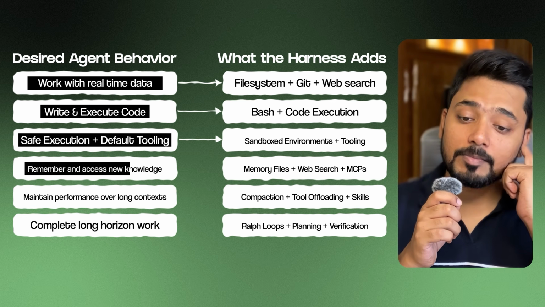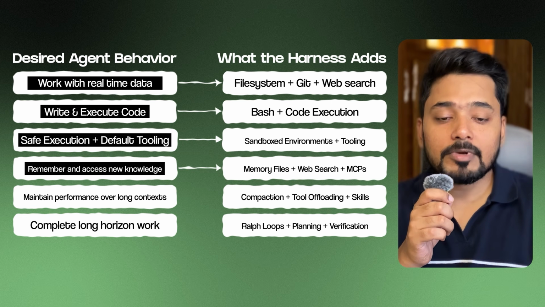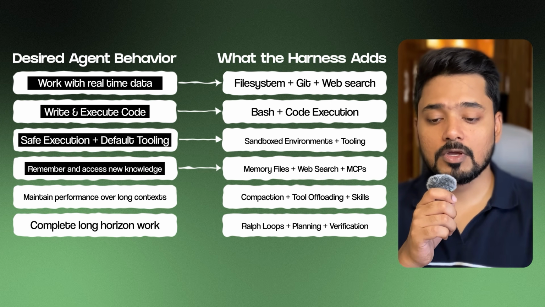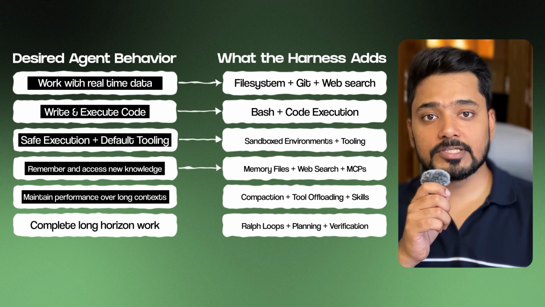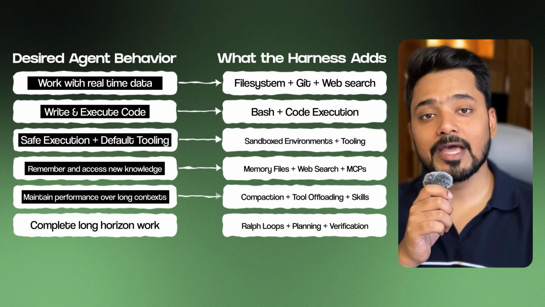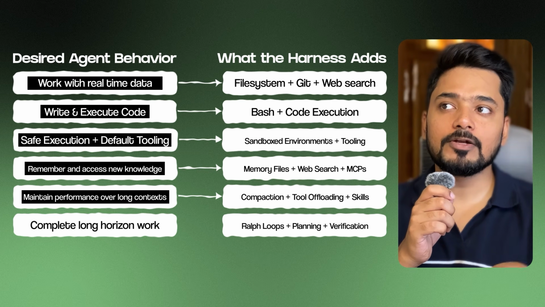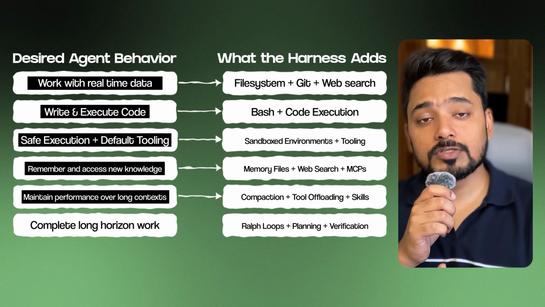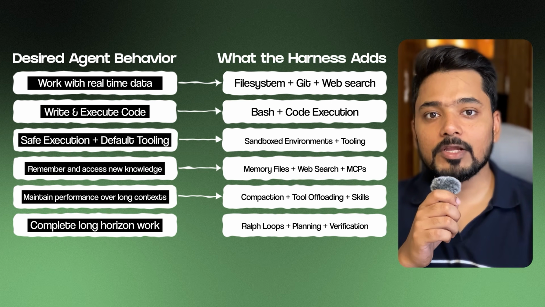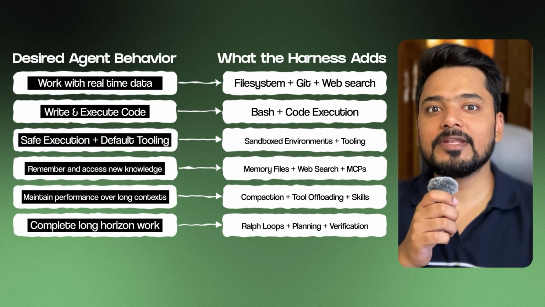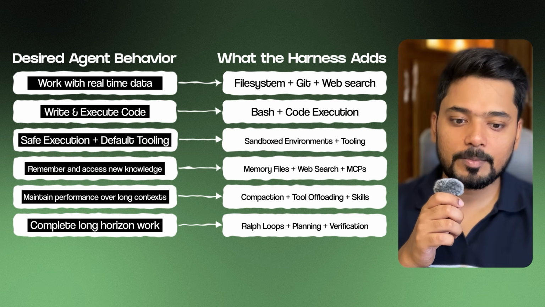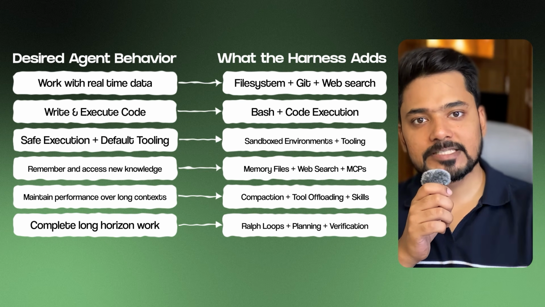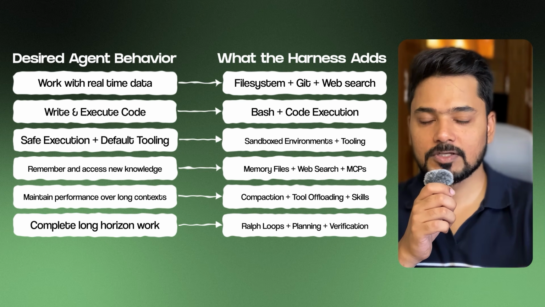You want your agent to remember and access new knowledge, then you have memory files. Again, you have the web search tool in place, you have MCPs that you can use as a tool. Then you also want to maintain the performance of your agent over long context. For that, you will have the compaction feature in place, tool offloading, skills in place. Now, if you want your agent to behave across a long horizon in one single prompt, then you would need while loops, techniques like Ralph loops, planning and verification modes, so that you can make your agent work in a specific way over the long horizon of task execution.